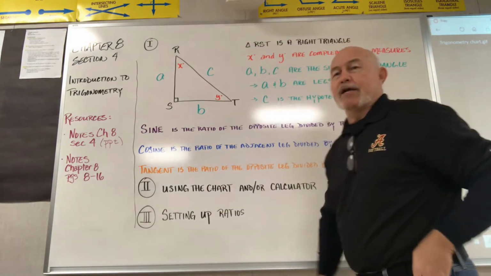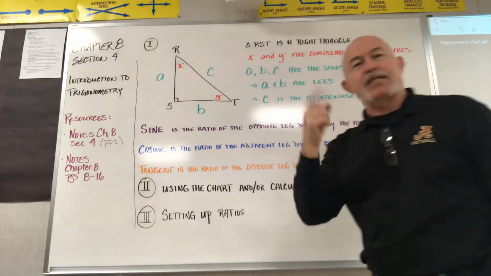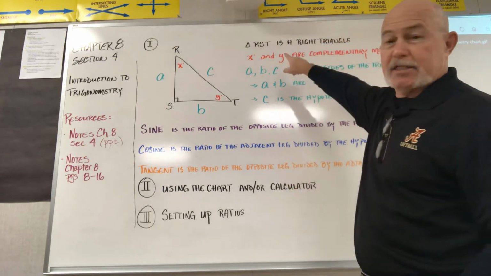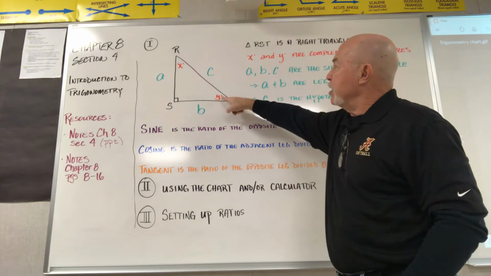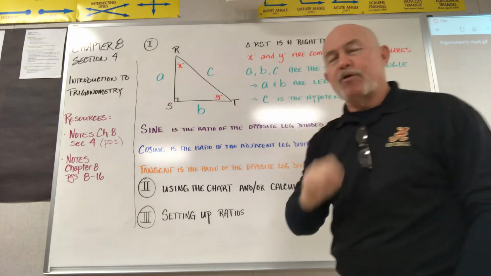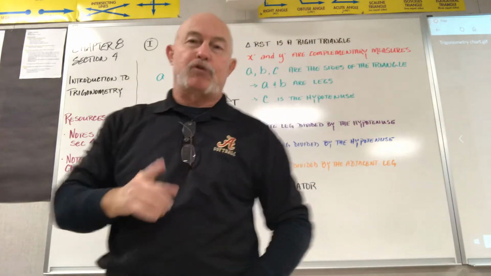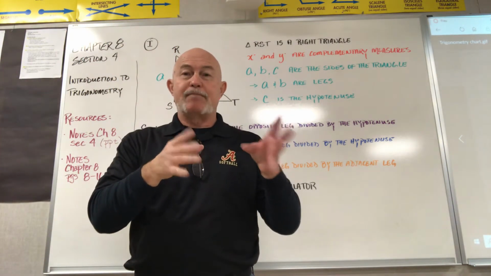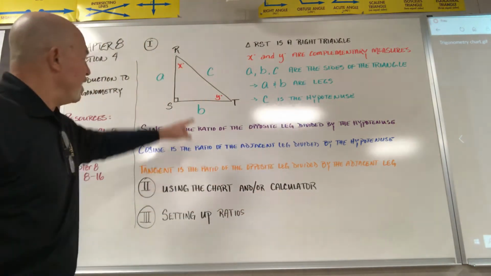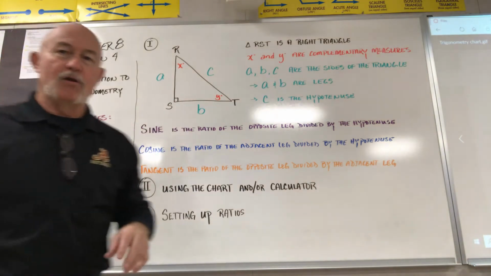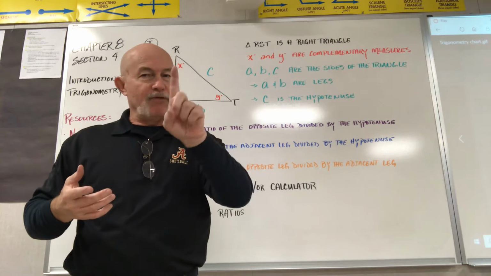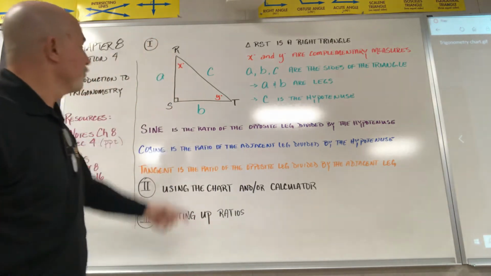So what we've got first: this is a right triangle. Triangle RST has to be a right triangle. That's how we're going to start. Next, X degrees and Y degrees. We have to remember that those are complementary in a right triangle. Complementary angles add up to 90. We already have a 90-degree angle; 180 minus 90 leaves me with 90. Very important. You'll see in a second.